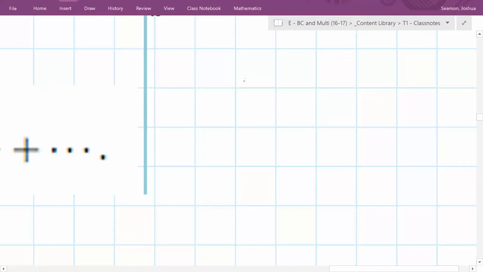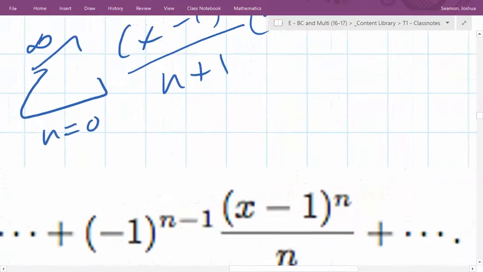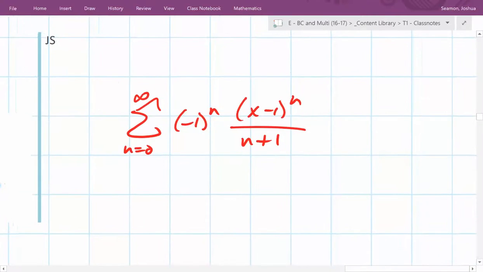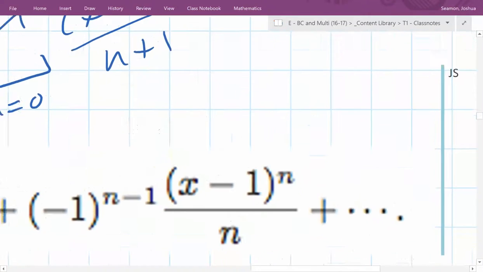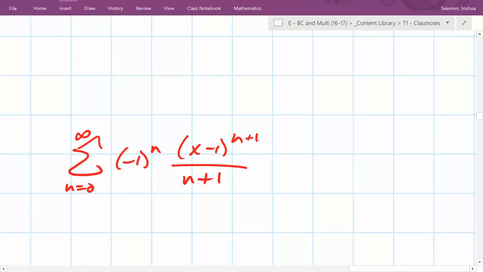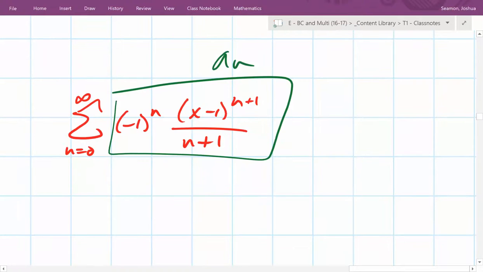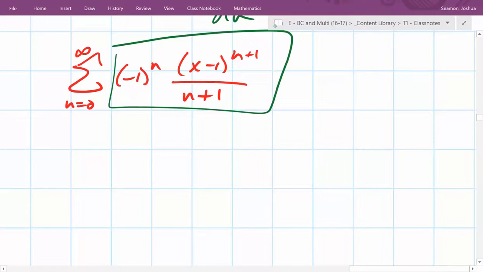So what was that? It was the sum from n equals 0 to infinity of (-1)^n times (x minus 1)^(n+1) over n plus 1, right? So that's the nth term. It's x minus 1 to the n plus 1. Yes, that is very important. Okay, so this right here is the a_n term, correct? So we need to do what limit?